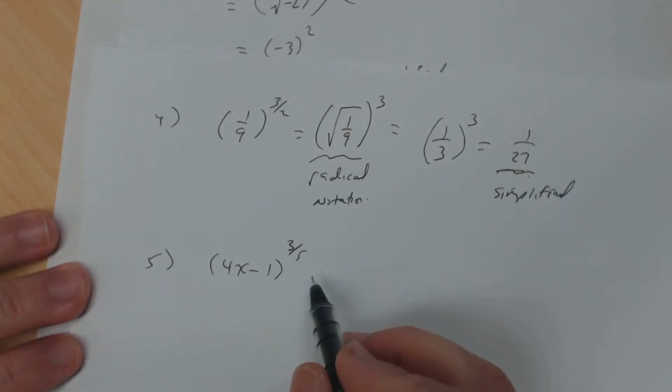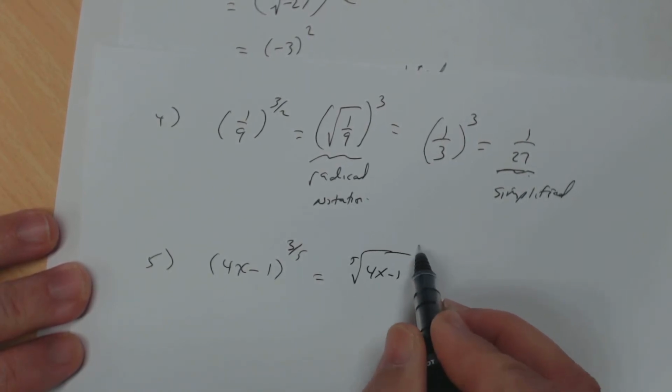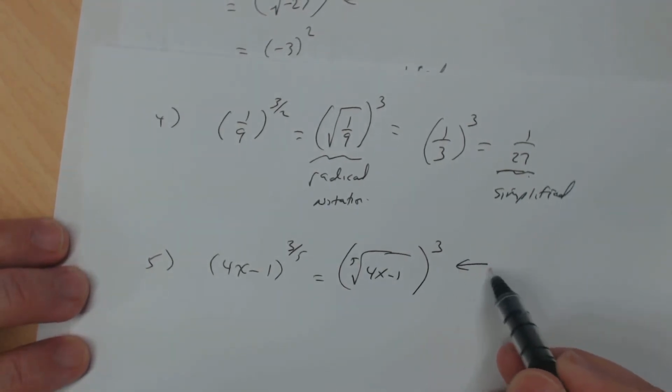Just use the definition. So it's going to be the 5th root of 4x minus 1, all raised to the 3rd power. And there's nothing you can do. You don't know what x is, and there's no way you can write this as something to the 5th power, so leave it as that. So that's going to be your radical notation.